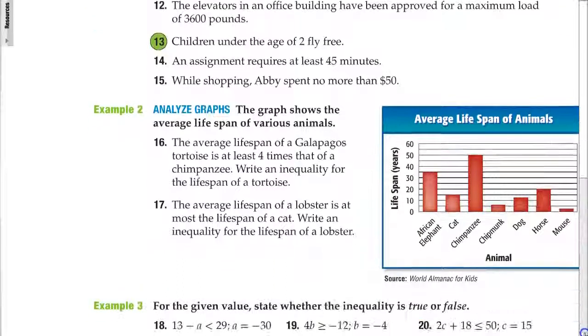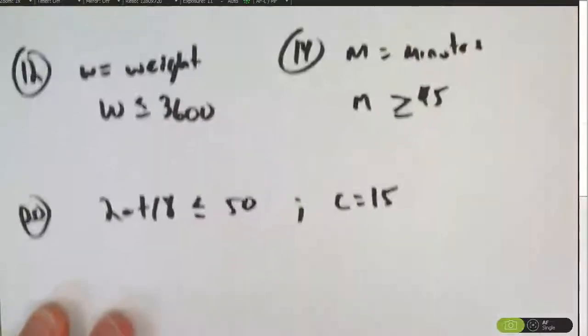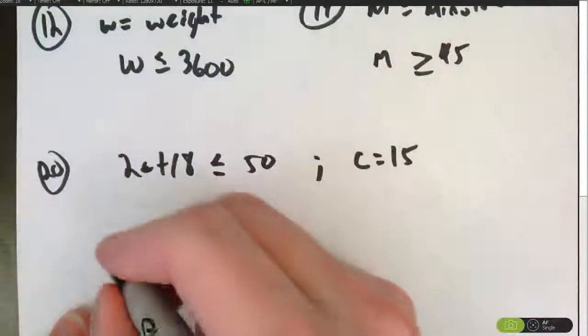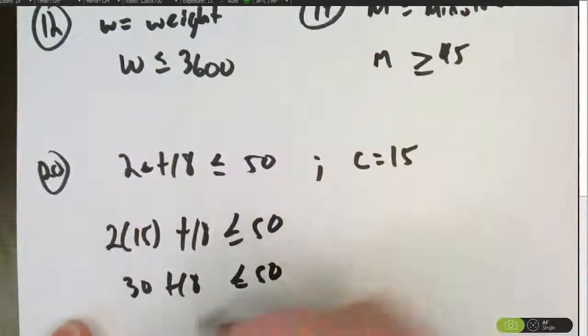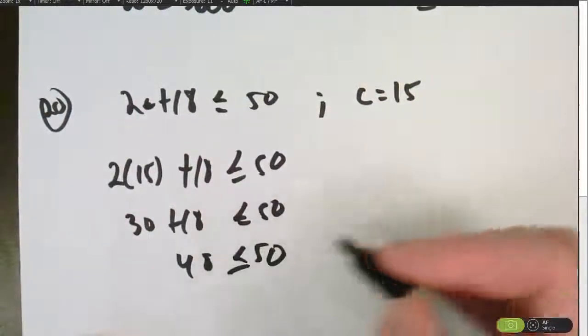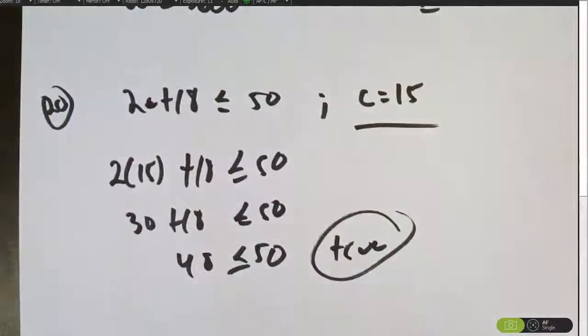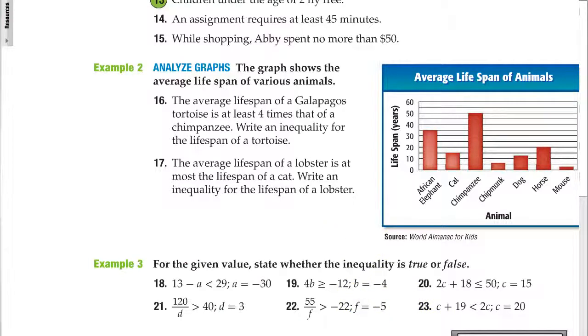Scrolling down, we can skip 2. Let's take a look at number 20. It says 2C plus 18 has to be less than or equal to 50, and the guess is, without checking, the number 15. So we see if C equals 15 would work. 2 times 15 plus 18 has to be less than or equal to 50. That's 30, and 30 plus 18 is 48. 48 is less than or equal to 50. Yes, it's true. So 2C plus 18 is less than or equal to 50 if C equals 15. That's what you're doing for all of 18 through 23, just plugging the number in and testing it.